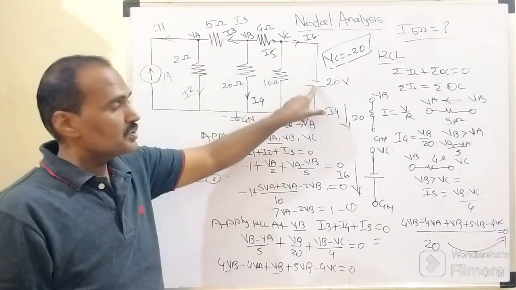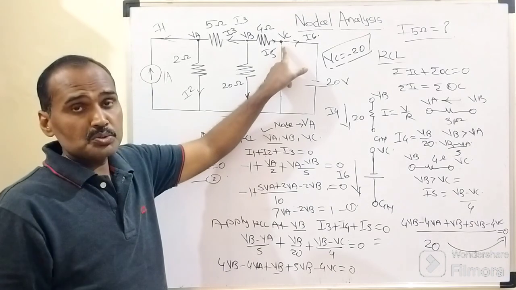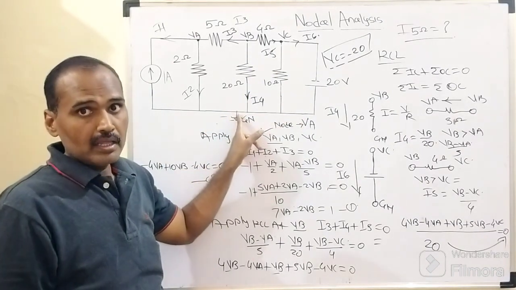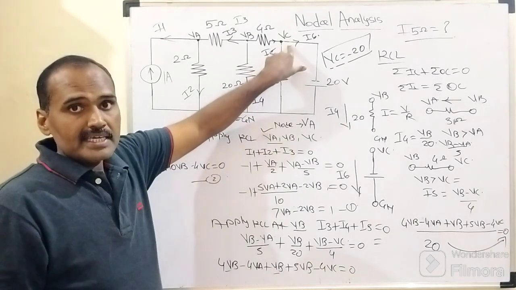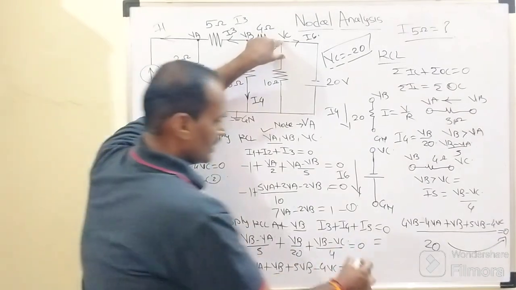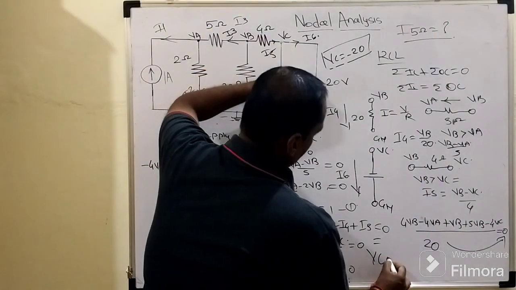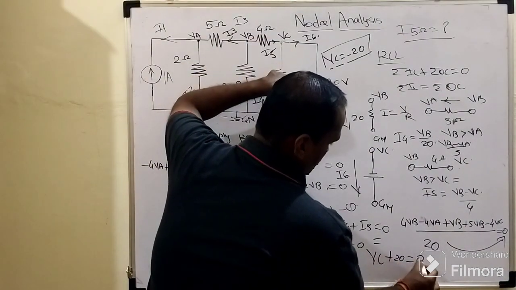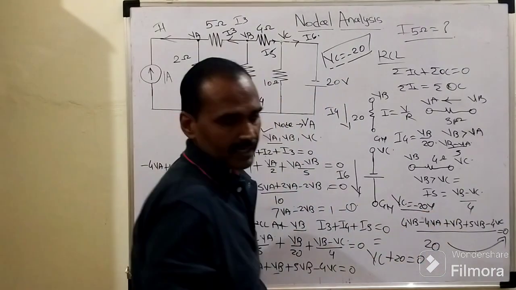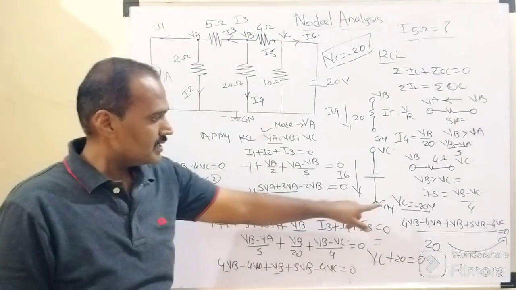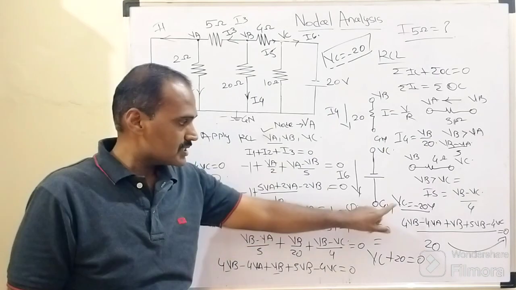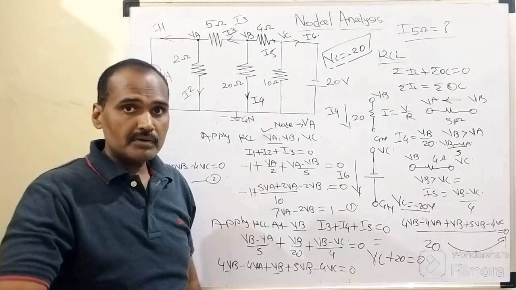Here, V2 can be determined directly, as the negative plate is connected towards VC and the positive plate is connected to the ground. When we write the KCL equation for this branch, we get VC plus 20 equals 0, which means VC equals minus 20 volt. Directly we have the desired value of the third node potential, VC.